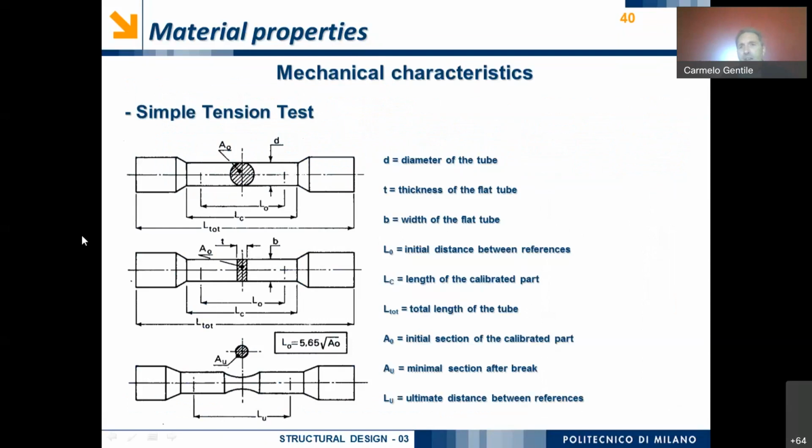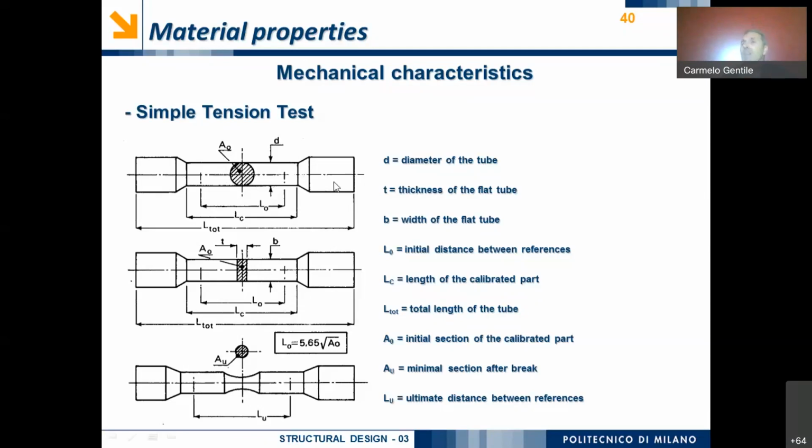Another aspect to be very clear about is the constitutive law of the steel material. In order to obtain this kind of constitutive law, or sigma epsilon curve, in the laboratory, generally we refer to a simple tension test. The sample to be tested in the laboratory is something like this. It is a central region of cylindrical cross-section with two, again, cylindrical end parts. Generally, the cylindrical end parts are the ones that are placed in the test machine, okay?